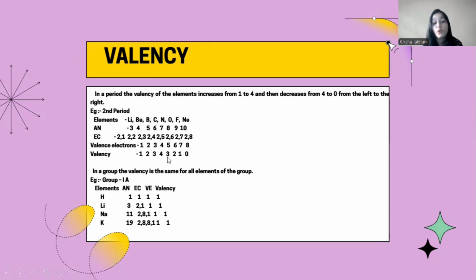Nitrogen belongs to group 15. That is why it has the valency 3. Oxygen, group 16. It has the valency 2. Fluorine, group 17. It has the valency 1. And neon 0, as I explained to you earlier. Now, what do you mean by valence electron?